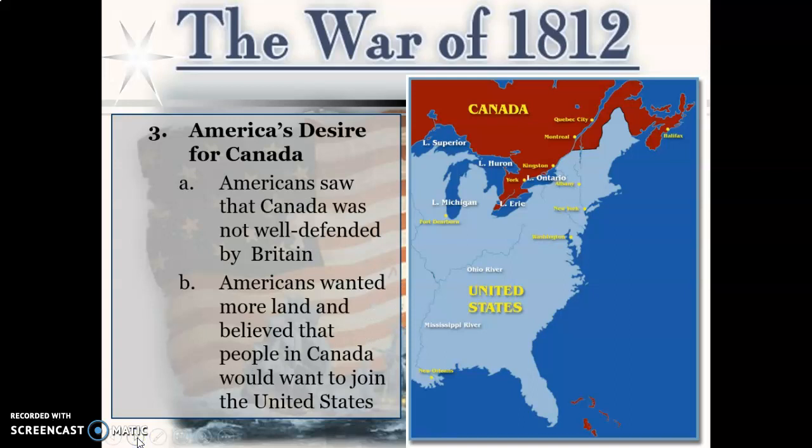Here's another cause. If you didn't know this, yes, Americans, we want to take over Canada eventually. Back then, definitely. So as you see, Americans saw Canada not well defended by Britain, and they thought, hey, this is easy land we can take. Americans wanted more land and believed that people in Canada would just join the U.S. because we share a close culture and a close history.